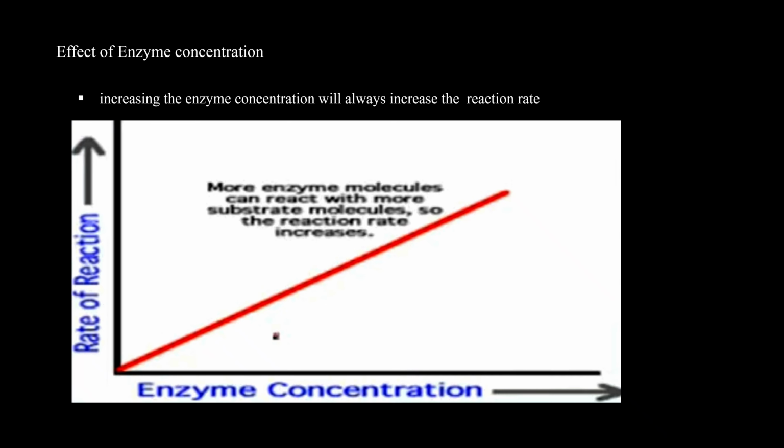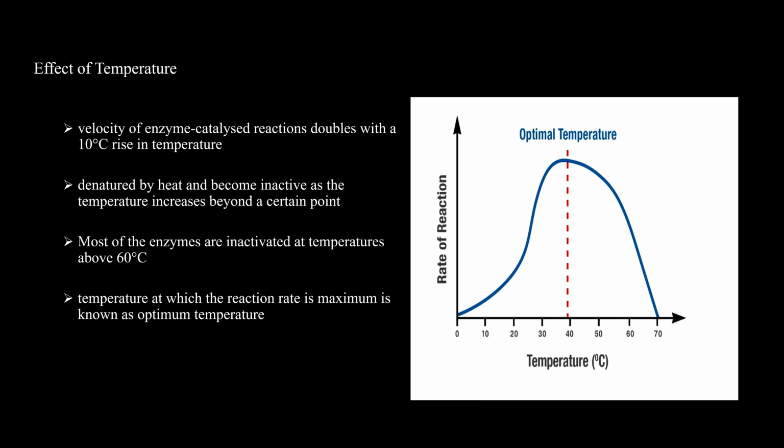As enzyme concentration increases, the reaction rate will always increase. Effects of temperature: as temperature rises, the rate of reaction increases up to the optimal temperature. Activation increases with temperature, but the enzyme is inactivated at temperatures above about 60 degrees. Optimum temperature is the temperature at which the reaction rate is maximum.